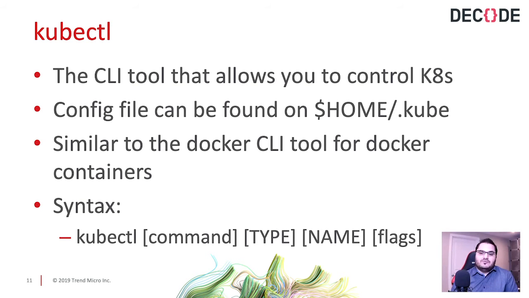How do you access that? There's a config file inside your home directory, inside the .kube folder, right? And it has the certificates and the keys that you need to access your cluster. It's very similar to the Docker CLI tool for Docker containers. So if you have experience managing Docker containers and have worked with the Docker CLI before, you're not going to have a lot of trouble. It's going to be easy for you. The syntax is very similar too, so it's easy to understand.